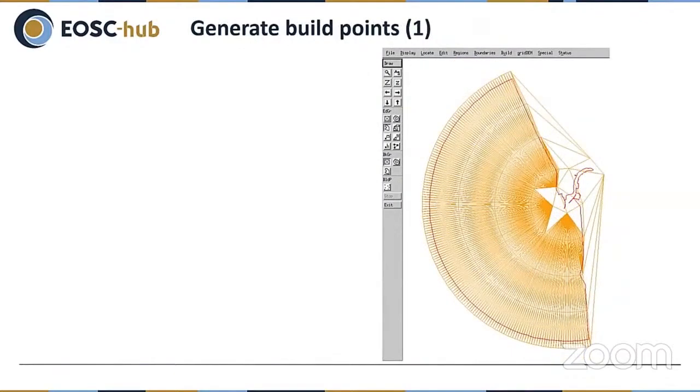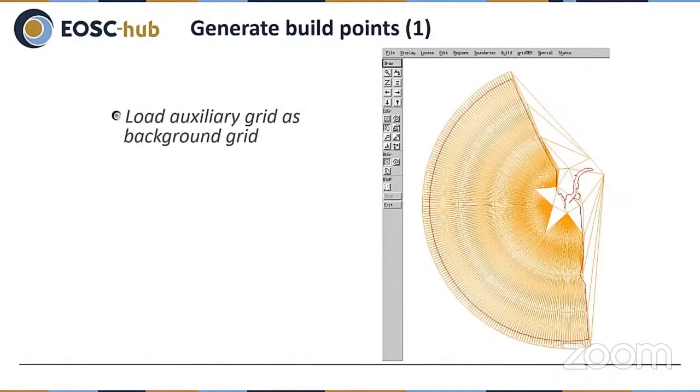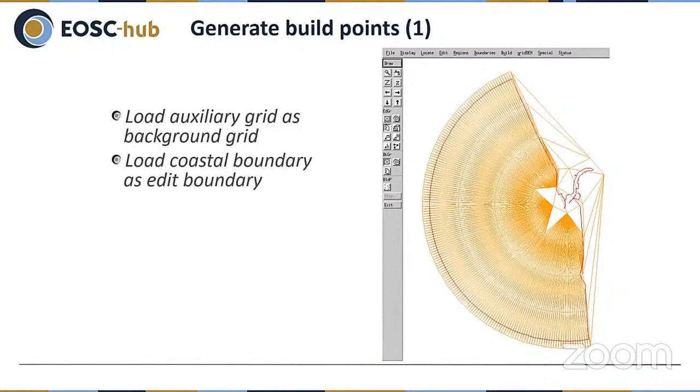So now we have everything that we need to generate the build points. What we're going to do is load the auxiliary grid, the grid that we just saved, as a background grid, and then load the coastal boundary as an edit boundary. And you'll see what you have on the screen. So now we have the domain where we want to generate our grid, and we have an auxiliary grid which helps us define the grid spacing that we want.